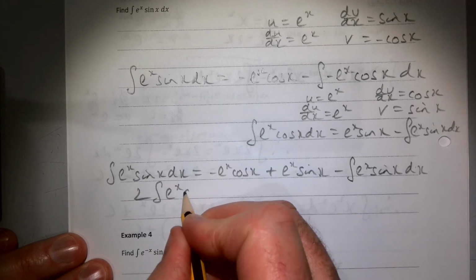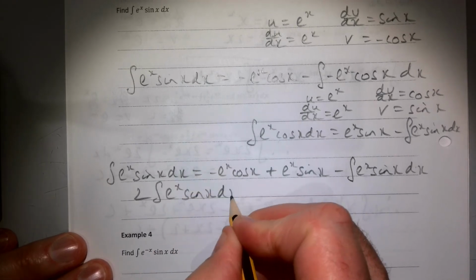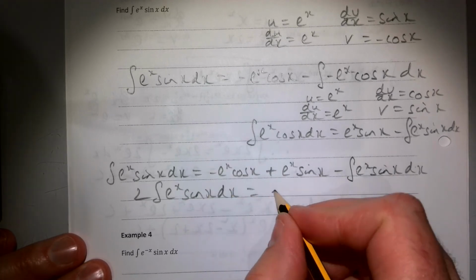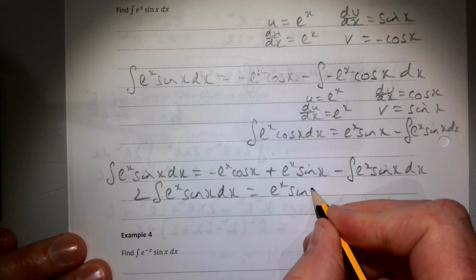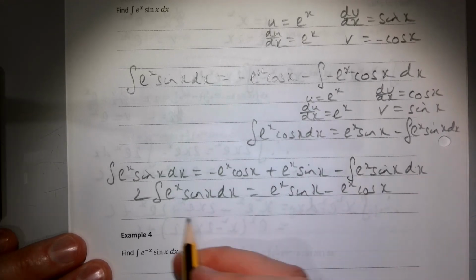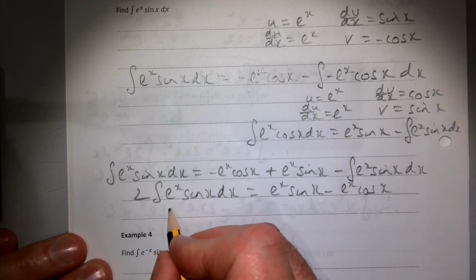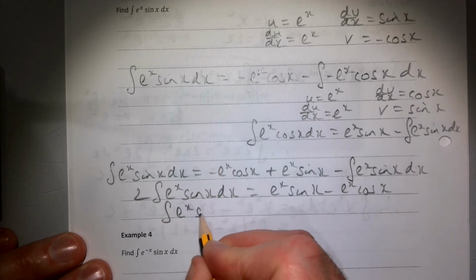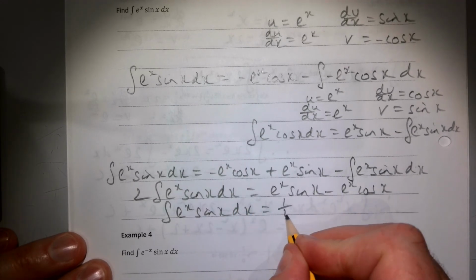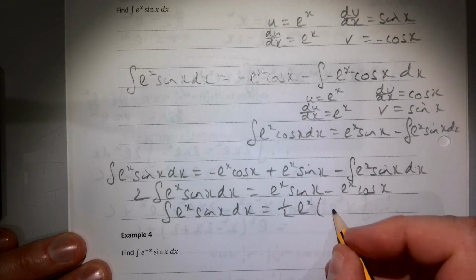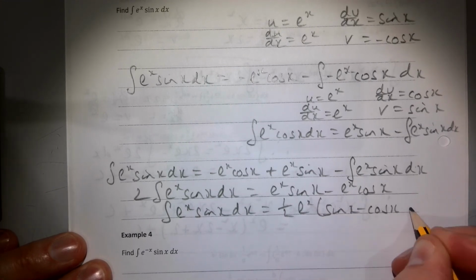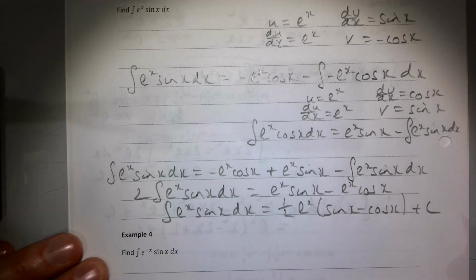2 of the question is a funny way to put it, but you hopefully get what I'm saying. And then that gives me, I'm just going to swap those 2 around because it's a negative, e to the x sine x minus e to the x cos x. And if we divide by 2, then that gives us our answer. We'll take an e to the x out of here, and then sine x minus cos x plus c.